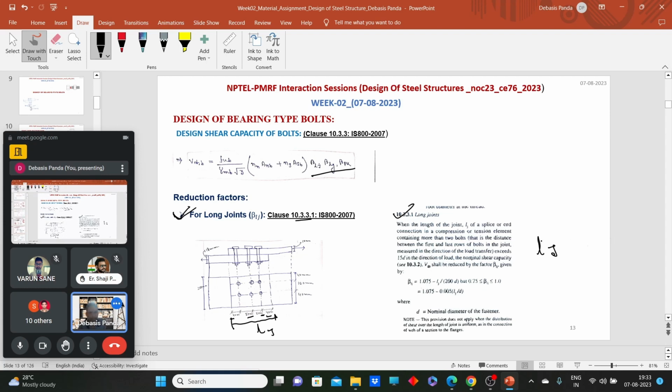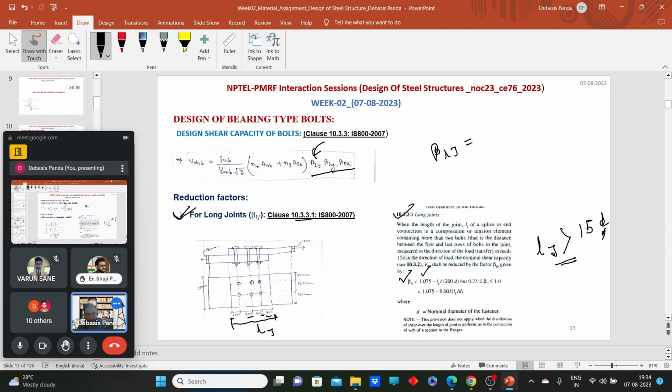This code says if the length of the joint is greater than 15d, where d is the diameter of the bolt or diameter of the shank, then we call it a long joint. And if we have that kind of long joint, then we have to introduce one reduction factor or correction factor, that is beta Lj. And how can we calculate the value of beta Lj? We can calculate it like that.